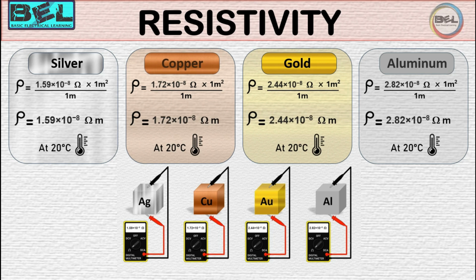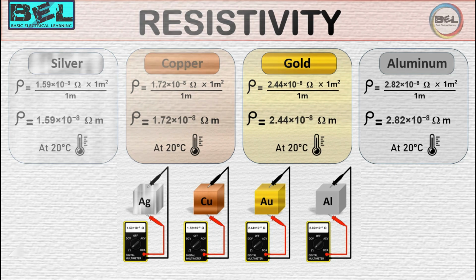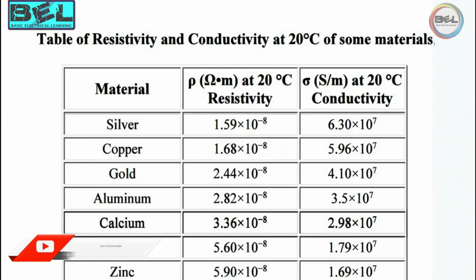The resistivity of any material is a fundamental property that can be used to understand its electrical conductivity. Here is a table of materials displaying their resistivity and conductivity at standard temperature.